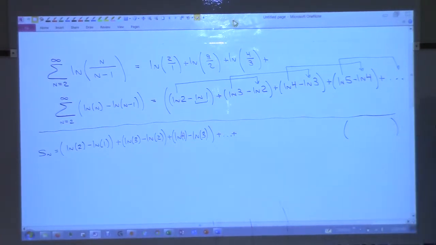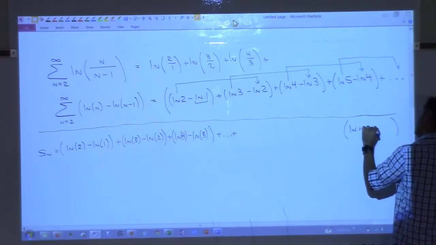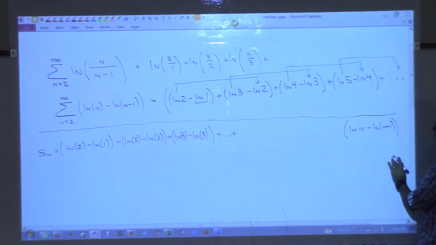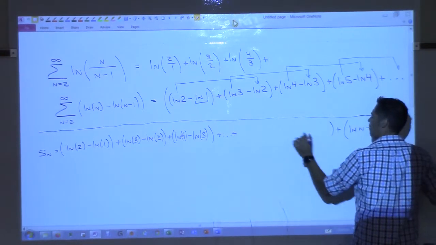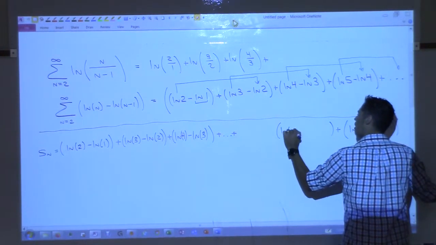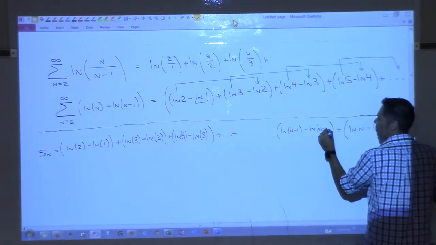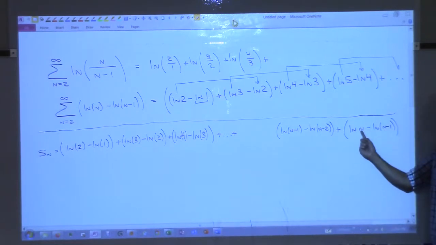What's the very last one I have? Natural log of n minus natural log of n minus 1. That's the very last one I'd have. What's the one right before it? Natural log of n minus 1 minus natural log of n minus 2, because we have to take 1 away from each of those. Do I need to go any further? I could, but I can see the canceling right here.